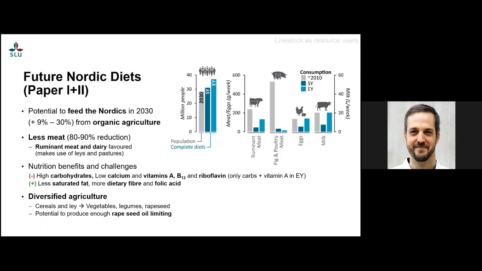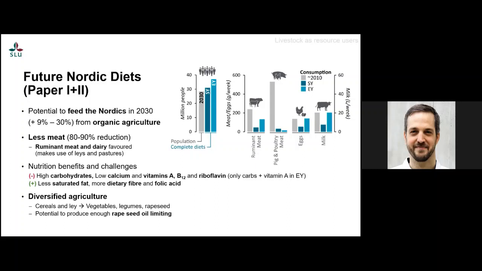And looking at the diets, they had both nutritional benefits and challenges. So on the negative side, both scenario diets exceeded the recommended carbohydrate content of the diet. And the SY scenario, including less animal source food, did not meet recommendations for calcium, vitamin A, B12, and riboflavin. While the efficiency scenario, which included slightly higher animal source food consumption, only failed to meet recommendations for carbohydrates and vitamin A. But on the positive side, both diets were lower in saturated fats and contained more dietary fiber and folic acid. And so that's the diet part.